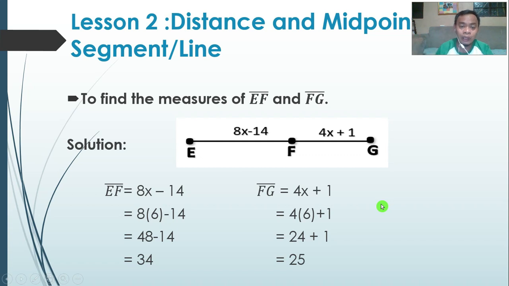To check that one, we will add EF plus FG. Let's see if it is equal to 59. So, 34 plus 25 is equal to 59. Therefore, EF plus FG is equal to EG, which is equal to 59 from our given problem.